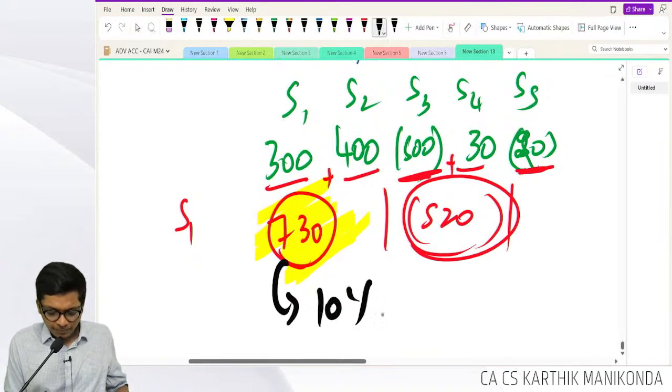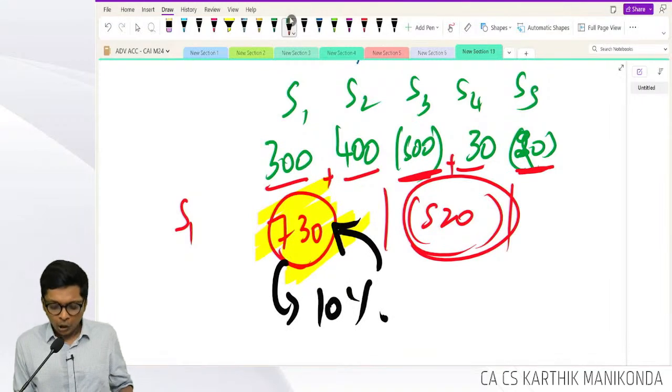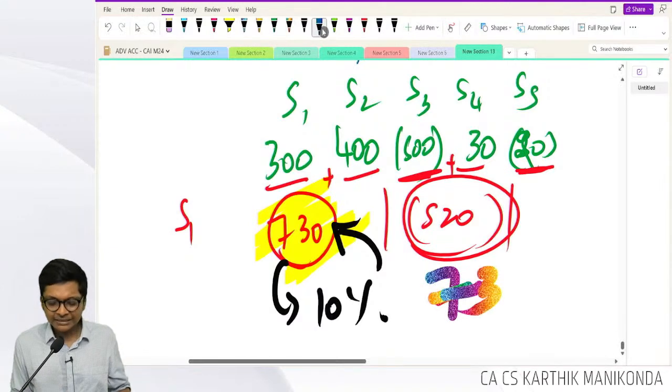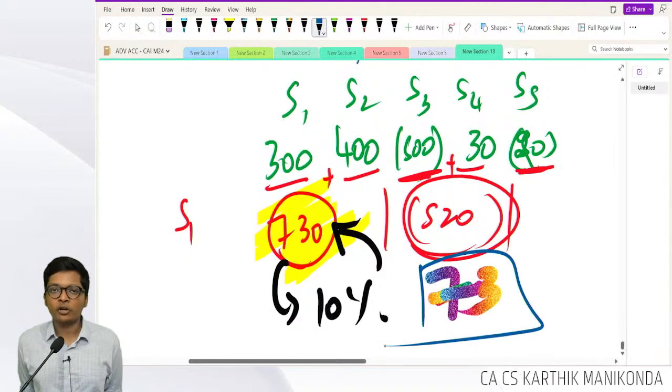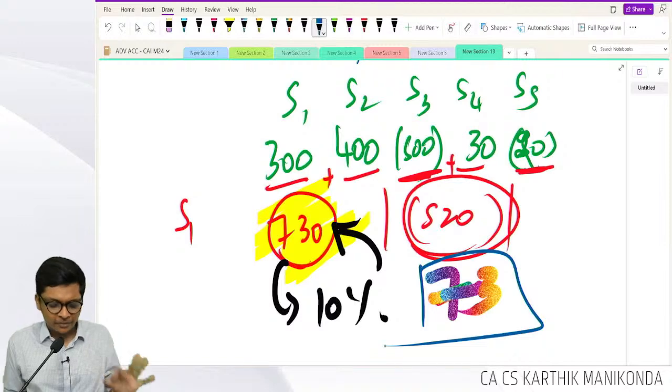Apply 10% on the total of profit. Apply it, sir. How much am I getting? 73. I'm getting 73 as 10% of the total profit of 730. Therefore, any segment that crosses 73 will be reported.